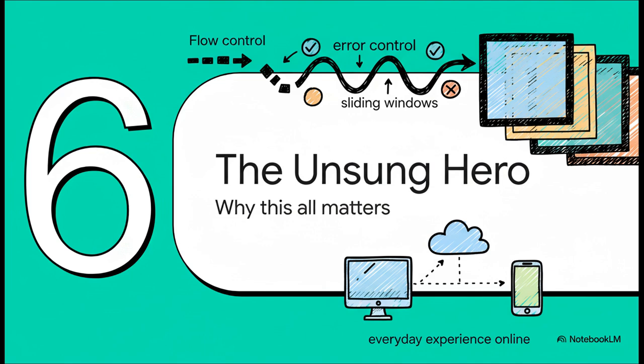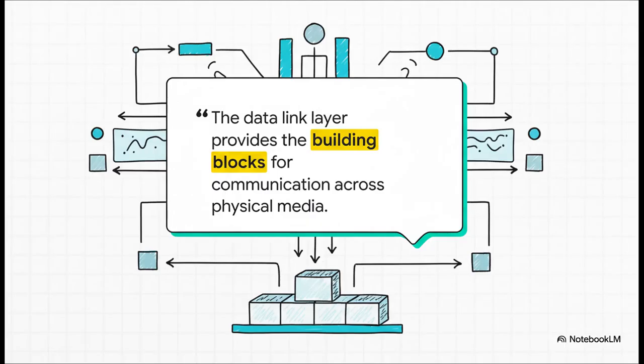So we've covered flow control and error control, sliding windows and checksums. I know it might seem a bit technical, but all of this connects directly to your experience online, every single day. This quote from our source material really gets to the heart of it. The data link layer is foundational. It provides the reliable, error-free building blocks that all other, more complex network communication is built on top of.